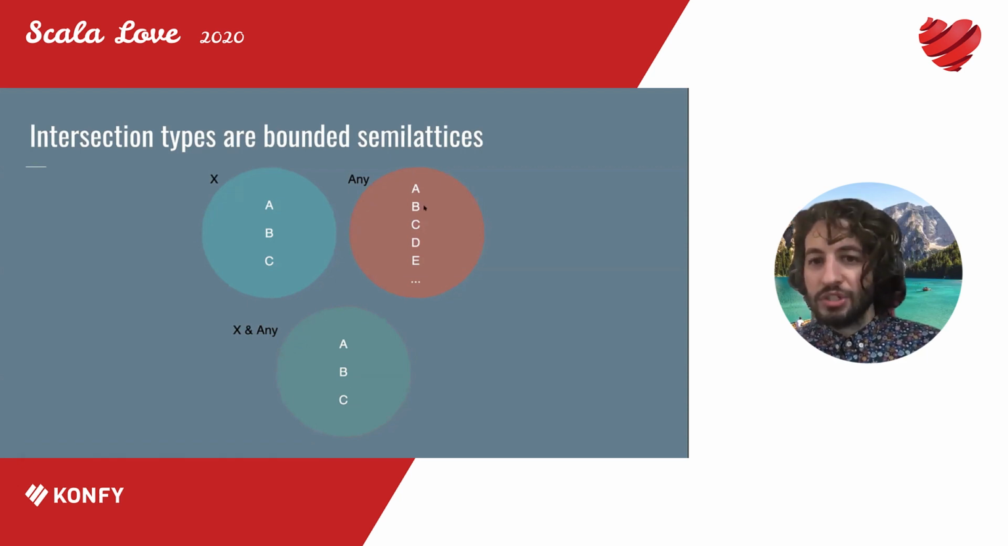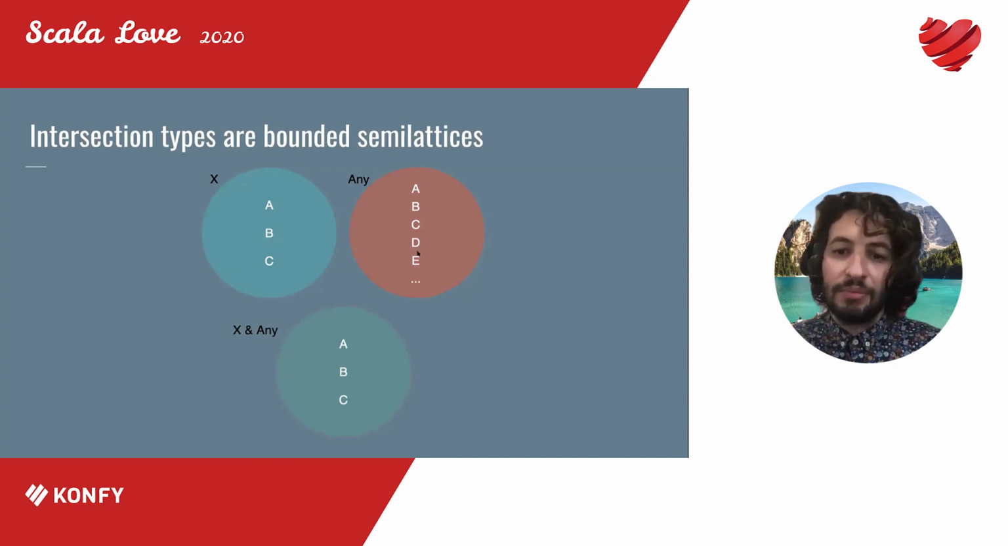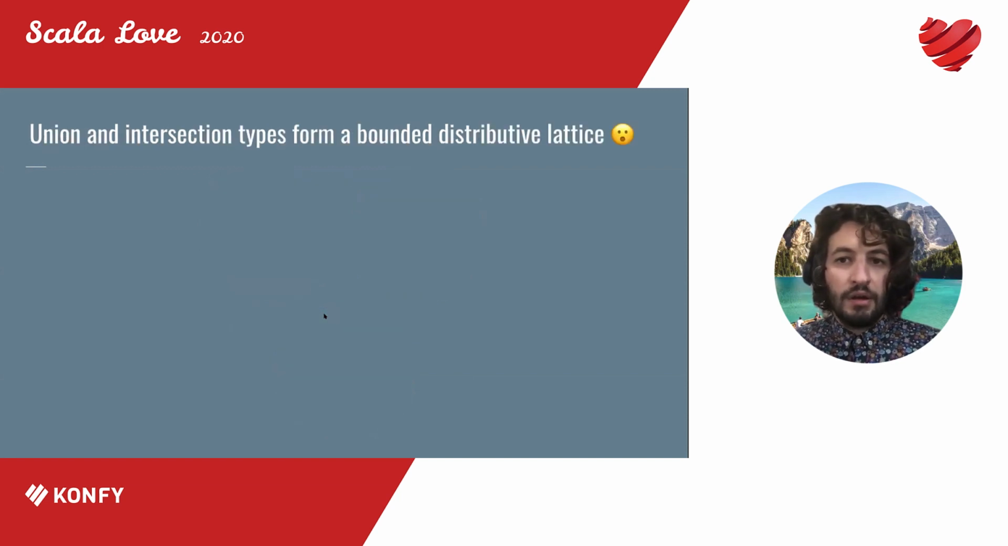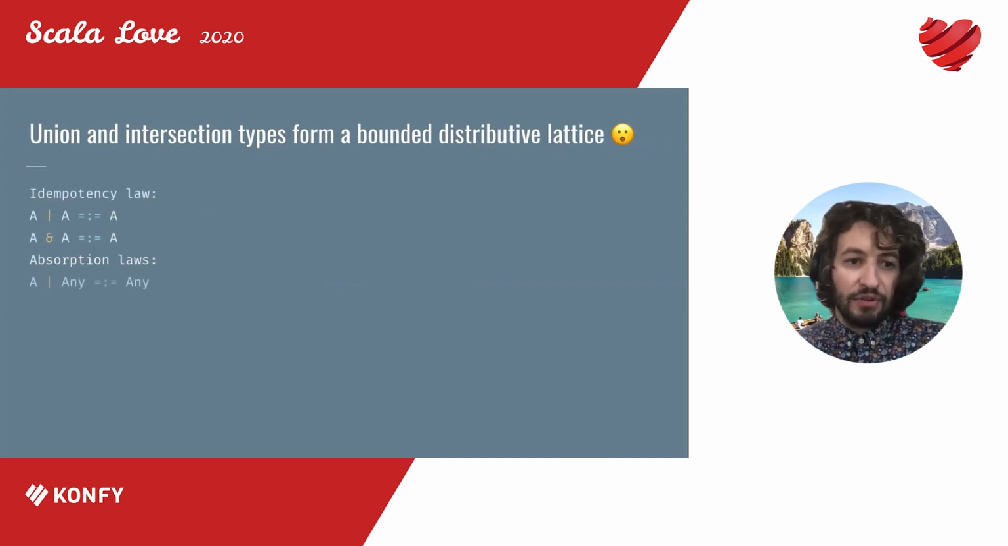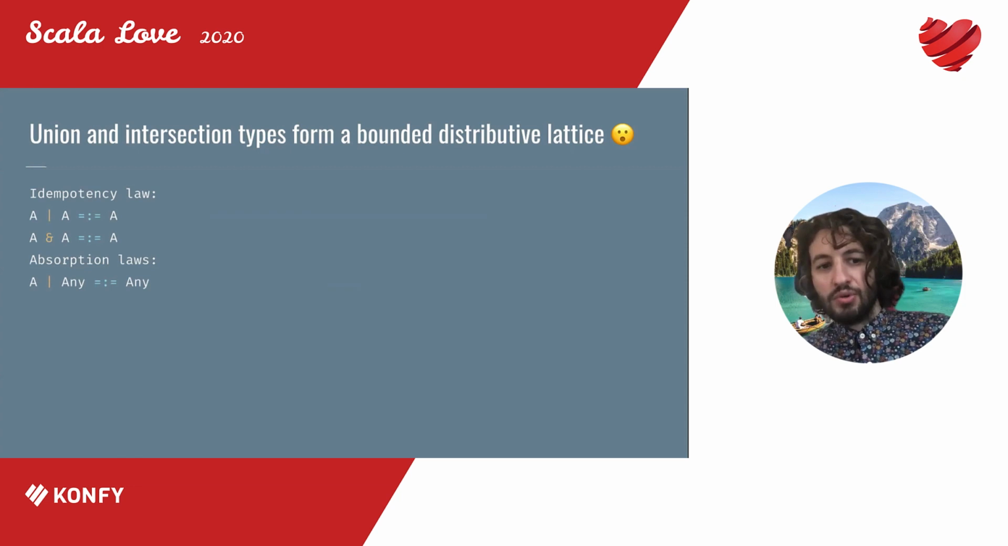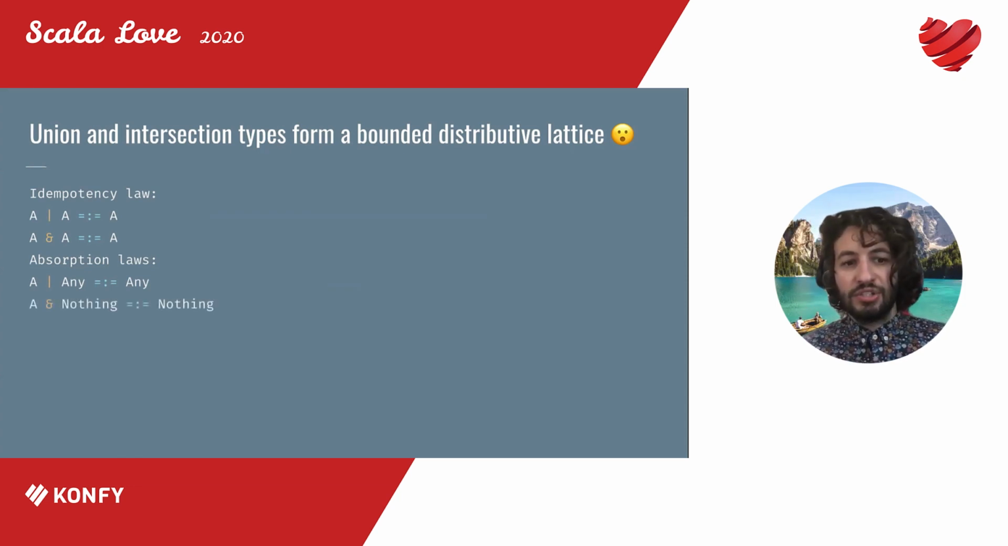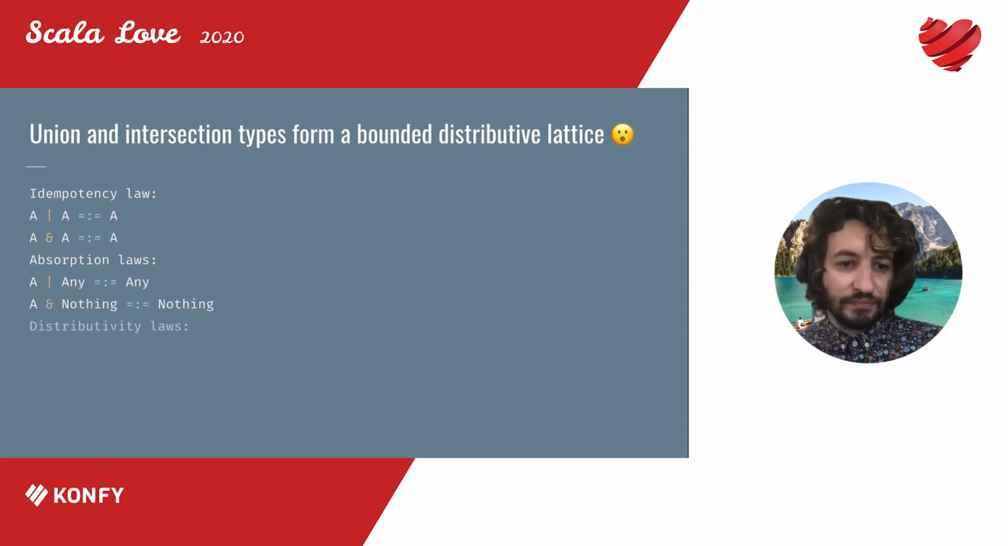And if we use any, which has all values or all types as its inhabitants here, if you intersect with any, you're always going to get the same thing. So X and any is the same as X. And together they form a bounded distributive lattice. So we have idempotency, we have absorption, which basically says that if you union with any, you get back any. If you intersect with nothing, you get back nothing. And you also have distributivity.